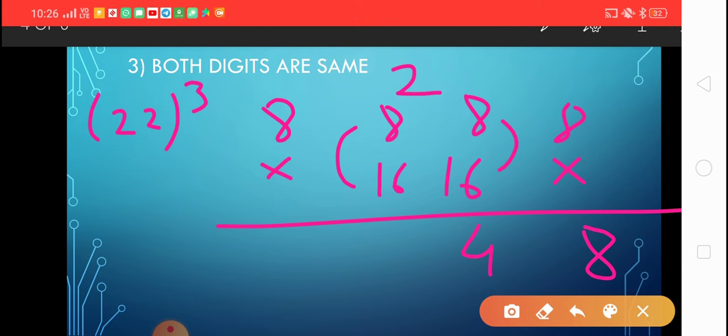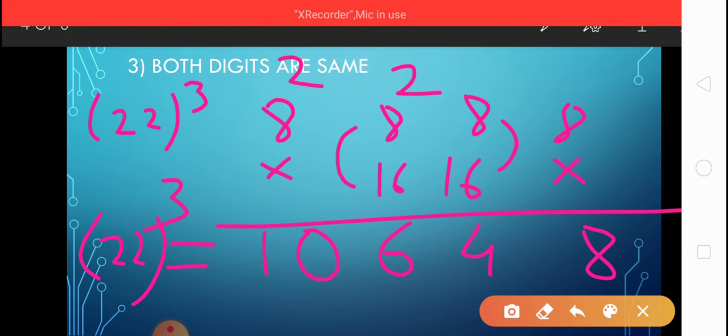Then 8 plus 2, it becomes 10. 10 plus 16, it becomes 26. 6 here, 2 goes to carry. 8 plus 2, it becomes 10. This is nothing but the cube of 22. So look at this, friend, how simple it is. And you may also recheck by using your calculator and phone.